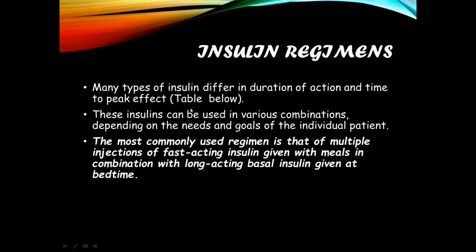Insulin regimens. So there are many types of insulin. They differ in duration of action and time to peak effects. So I've included a table below which we're going to discuss. These insulins can be used in various combinations depending on the need and goals of the individual patient. The most commonly used regimen is that of multiple injections of fast-acting insulin that is given with meals in combination with long-acting basal insulin given at bedtime. So basically with each meal you give fast-acting insulin and then you combine with a long-acting basal insulin which is usually given at bedtime.